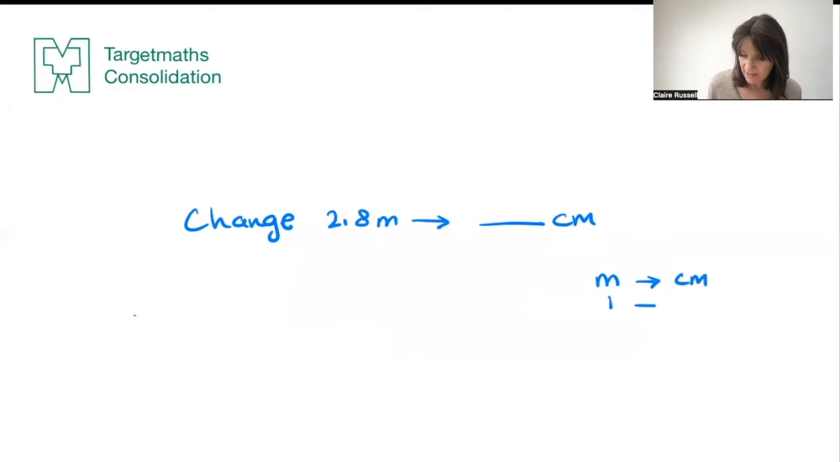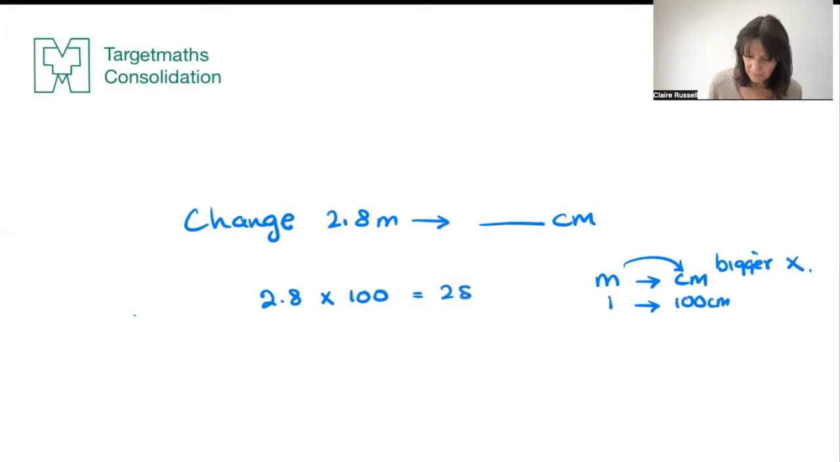1 meter is 100 centimeters. So to go from meters to centimeters, I am getting bigger. That's telling me to times. So I'm going to take my 2.8 and I'm going to times it by 100. Okay, so that's going to give me 280. So the 2.8, I'm literally going 1, 2, fill in the bucket, decimal point's now on the end, it's 280.